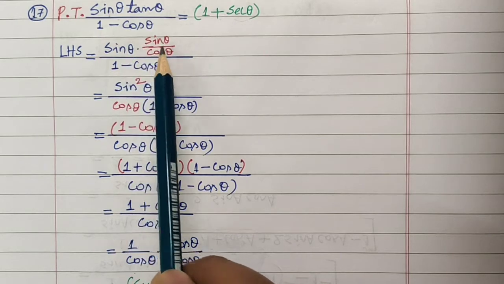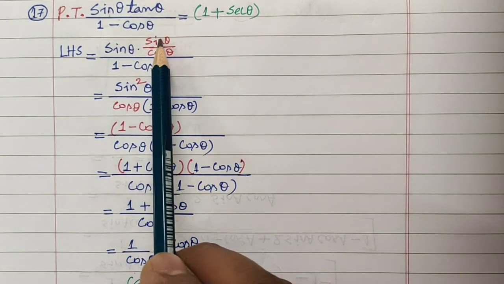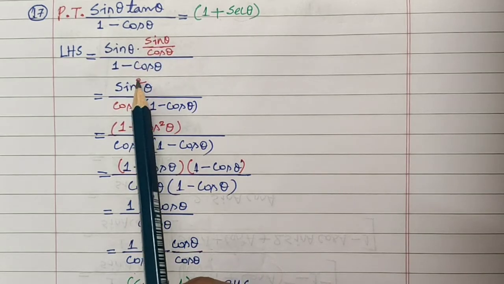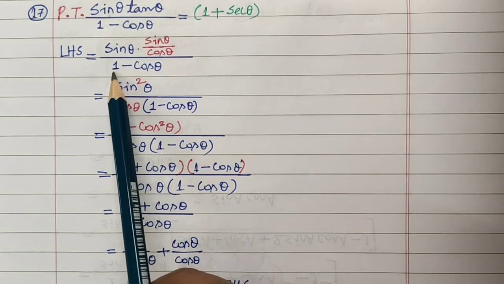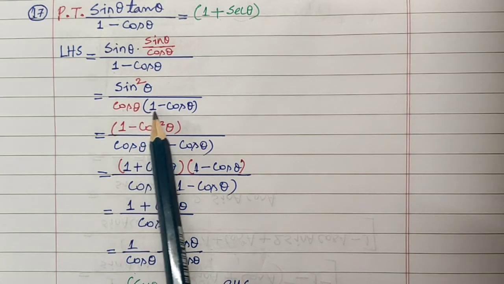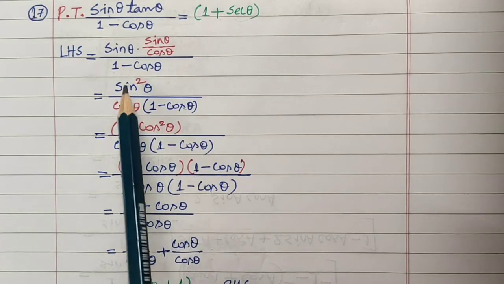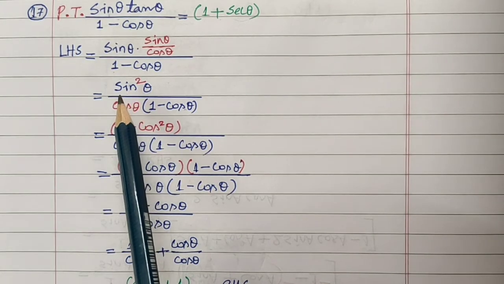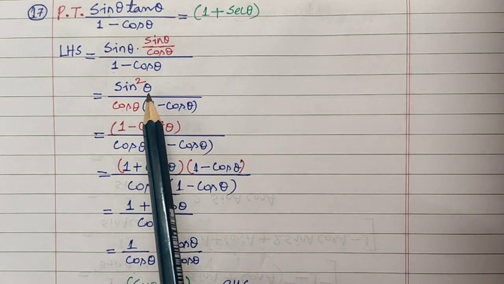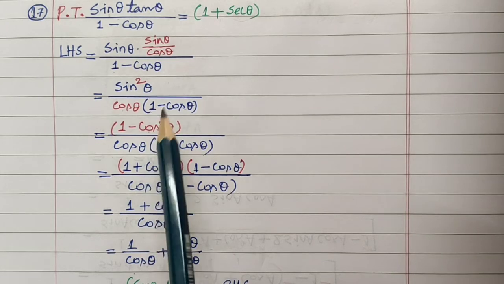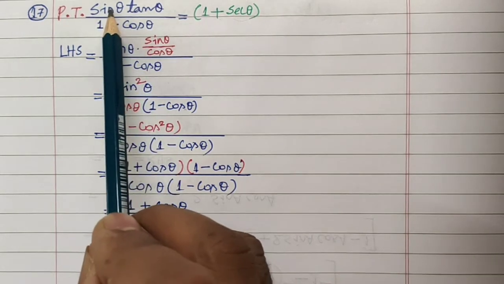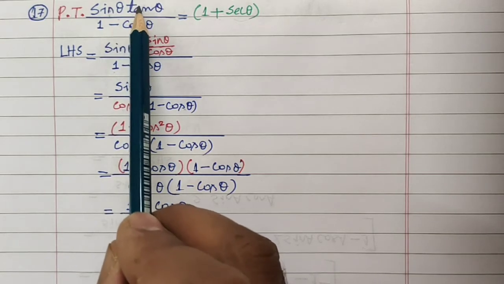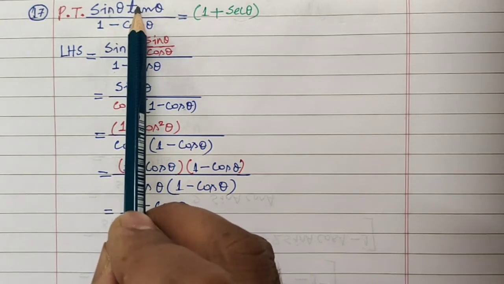So once you change this, we get sin square theta, and we have an option here to change this sin to cos. So sin square theta, with cos theta coming here, into 1 minus cos theta. We know that sin square theta plus cos square theta is equal to 1. Therefore, sin square theta is equal to 1 minus cos square theta. That is what we are doing. Just see whether you can change this to sin square. That can be done by changing tan theta to sin theta by cos theta.